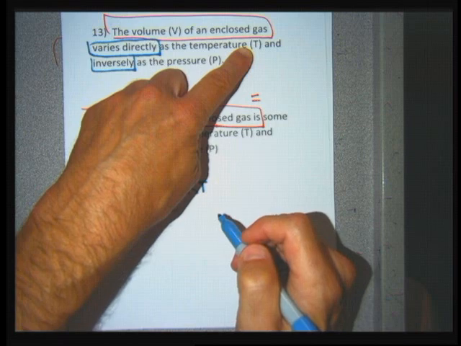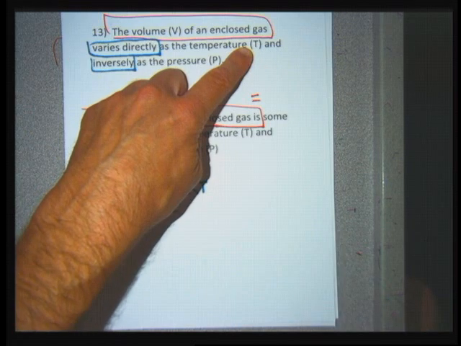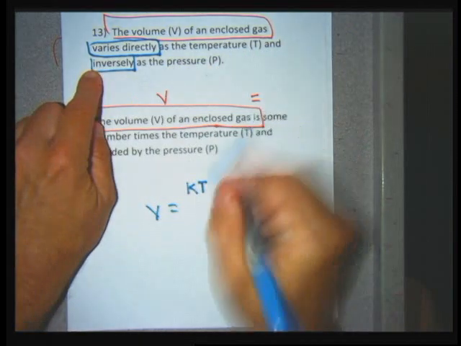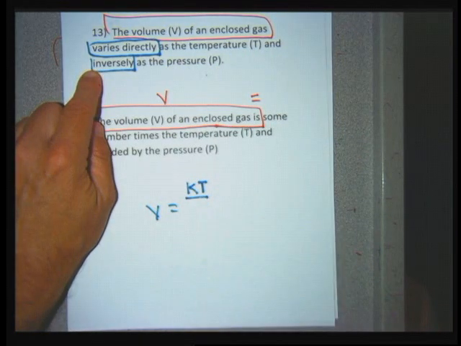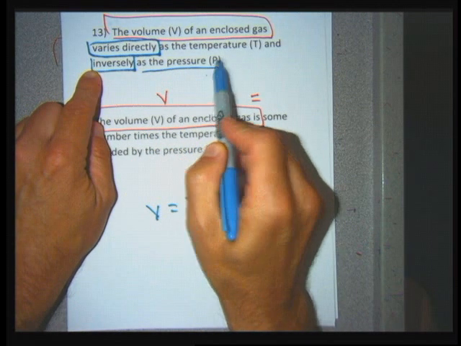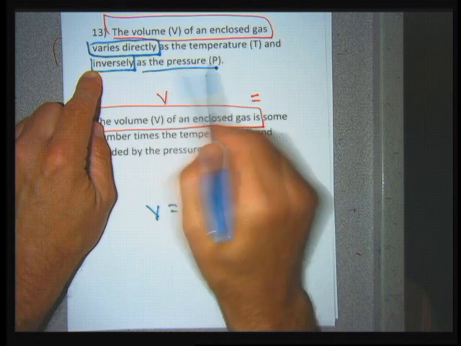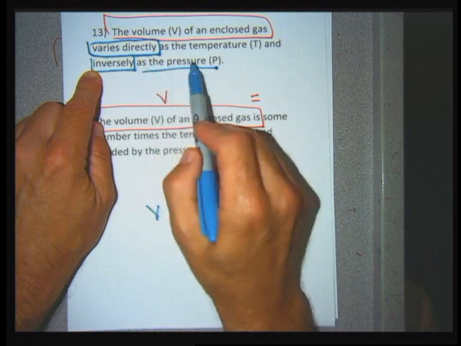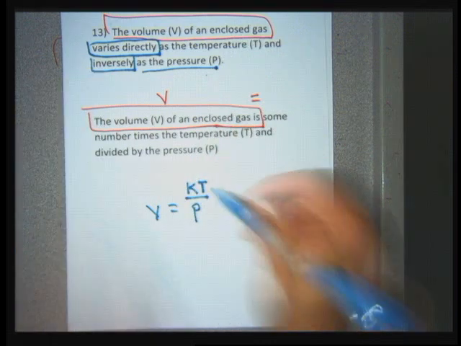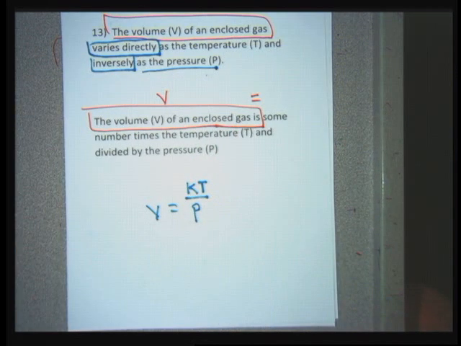I don't need an exponent because there aren't any words like squared or square root, and then I see inversely. Inversely, I need a fraction with a k in the numerator. And after the word inversely, I need something to represent the pressure, which is the letter P. Again, I don't see any words after inversely that tell me P would need an exponent or a radical. So writing V equals KT over P is the best I can do in terms of writing 13 as an equation.